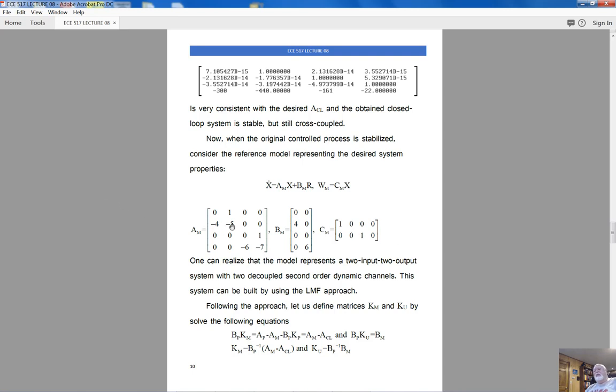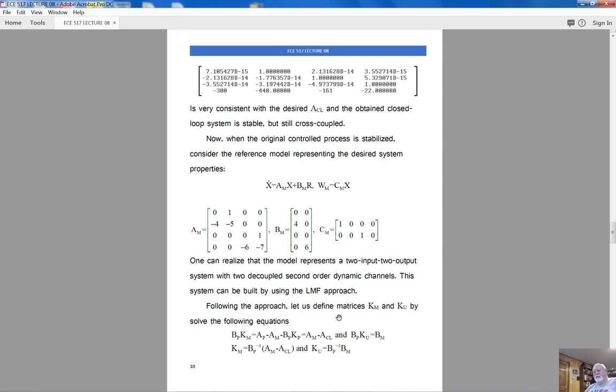You know, these numbers minus 4, minus 5, and minus 6, minus 7 probably refer to the desired overshoot and settling time, and I don't worry about this part. My problem is to build a system that would be a decoupled system. You also should realize that our model represents a two-input, two-output system with two decoupled second-order dynamic channels. And it's our goal to build such a system using the linear model following approach.